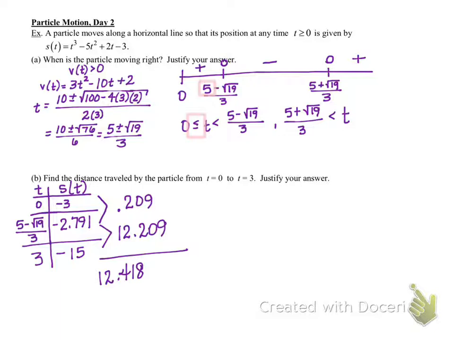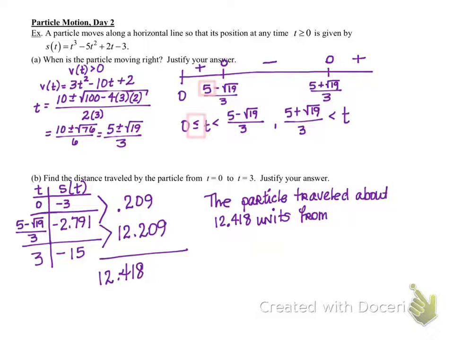Now we know with just that little bit of math, it looks a little bit like Algebra 1, that the particle, because all we did was really do a few calculations, the particle traveled about 12 and 418 thousandths units from t equals 0 to t equals 3.